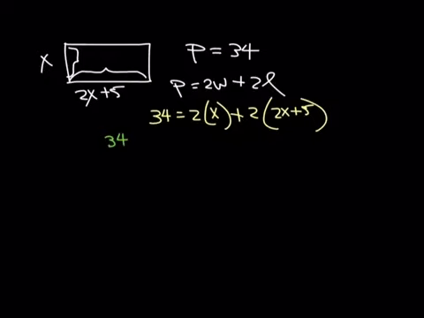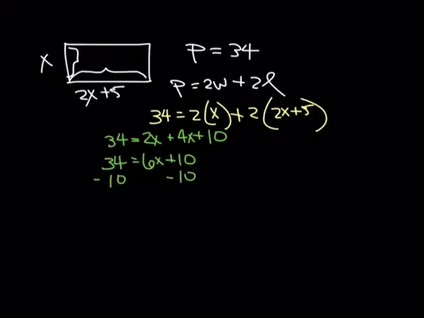So 34 equals 2x plus 4x plus 10. Distribute that 2. All right, 34 equals 6x plus 10. And we need to get rid of everything around that doggone x there, because that goes away. And then we divide by 6, and 4 equals x.